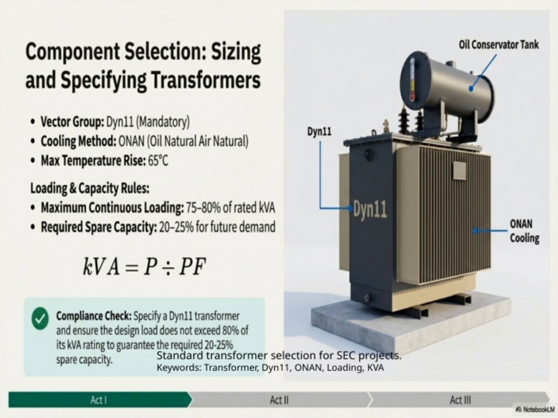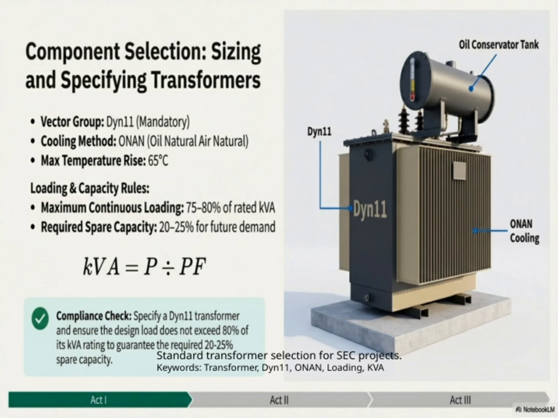The DYN11 designation indicates that the transformer has a specific winding configuration and phase shift, which helps with system compatibility and reduces issues like harmonics. Next, we consider the ONAN cooling method, which stands for Oil Natural Air Natural. This is a passive cooling system that relies on natural circulation of oil and air to dissipate heat. It's a common and cost-effective choice for many applications, especially when the loading is moderate.